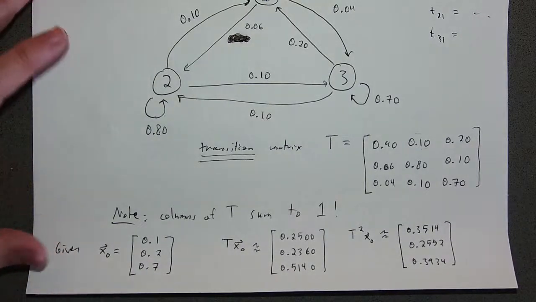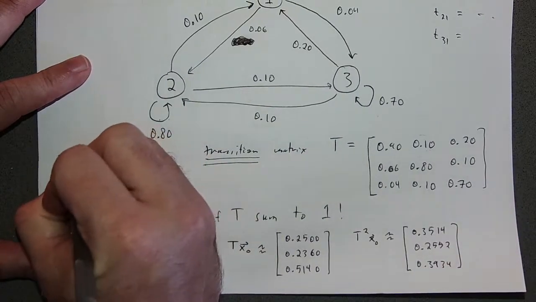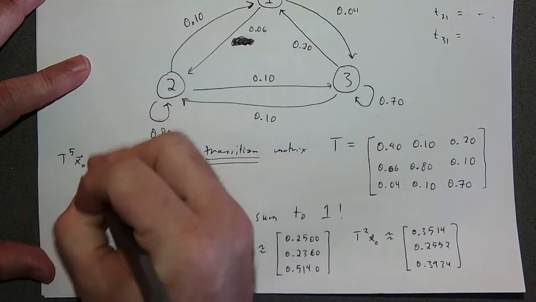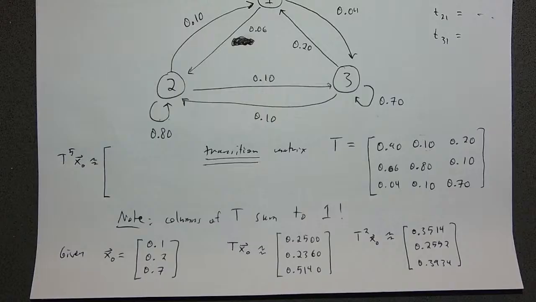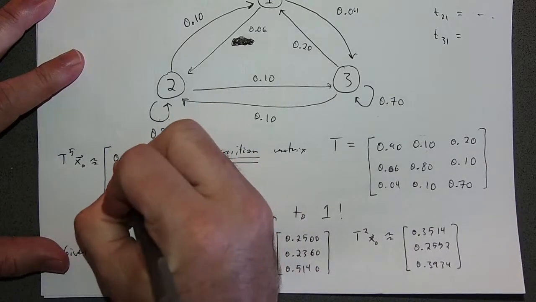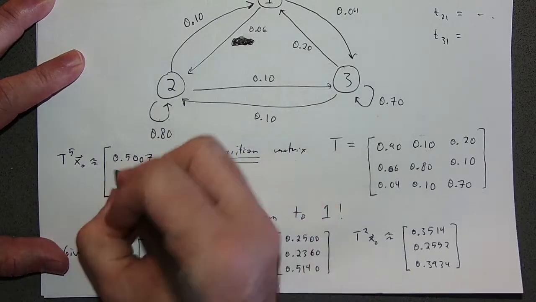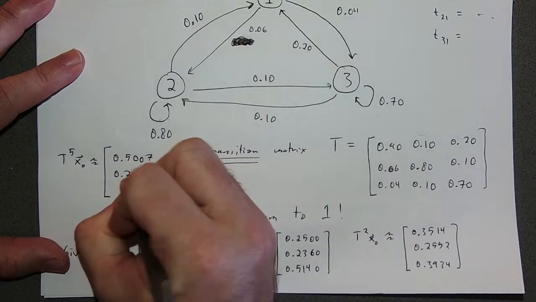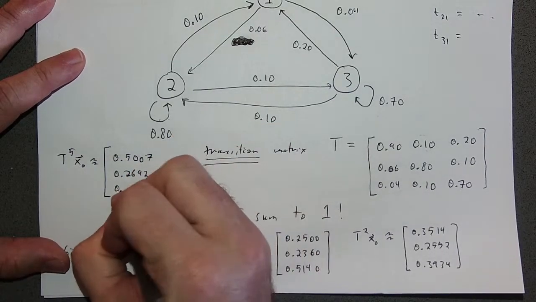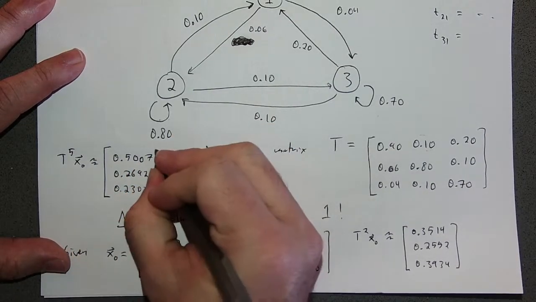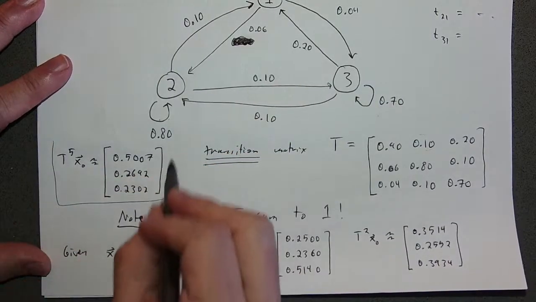Let's do one more, and I want to put it here so that it's on the same page. So I'm going to do T to the 5 times x naught. What is that? So this would be at the fifth step here. This is 0.5007, 0.2692, and lastly 0.2302. Now, notice how this has changed from the original distribution.